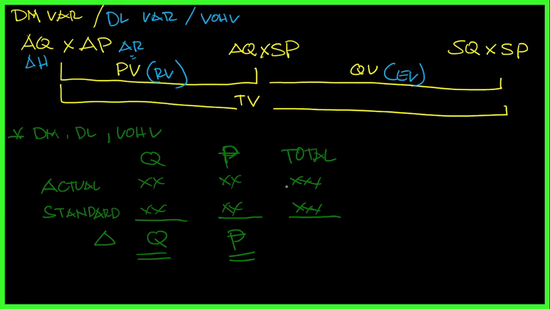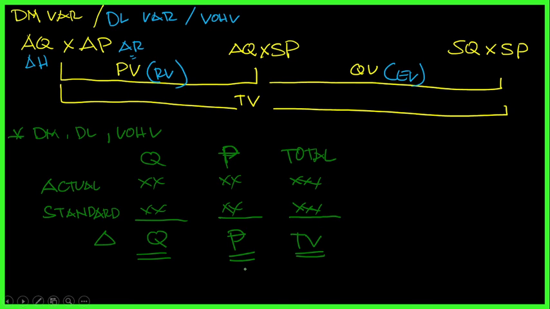Medyo mali yata. Pag standard kasi normally per unit ang tinutukoy. Kapag total na yan, hindi na yung total standard. Yun na yung tinatawag natin na budgeted cost. But anyway, this will be your total variance. Your total variance will be the difference of the actual and the standard.